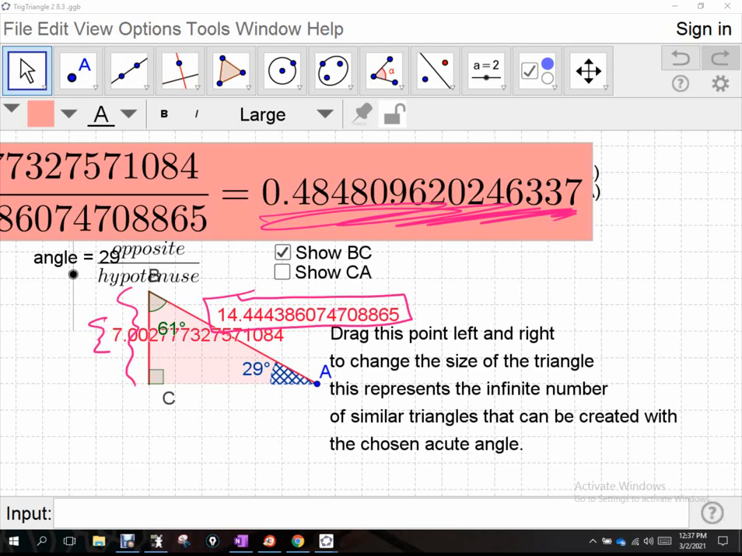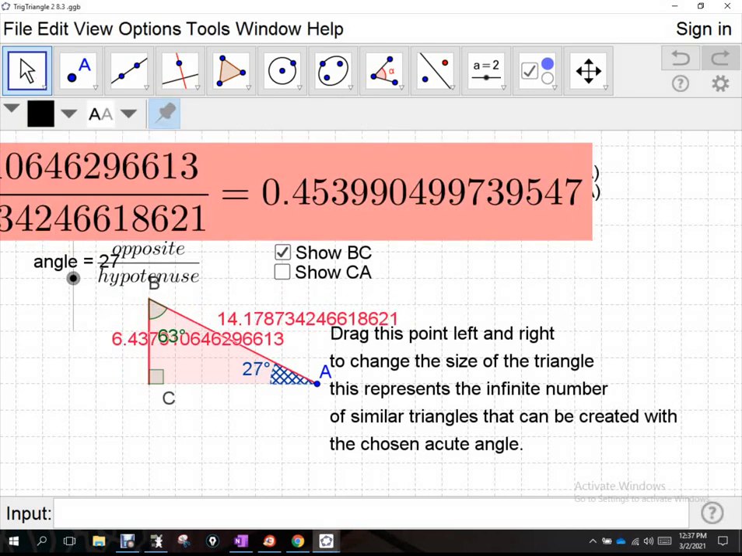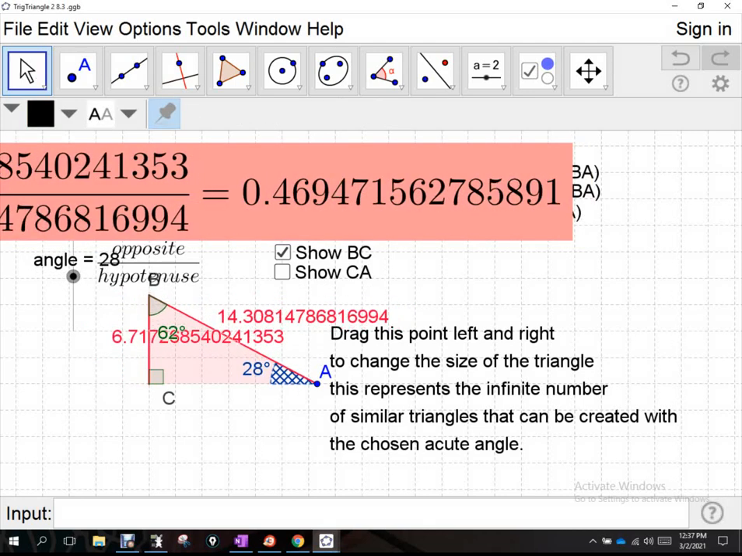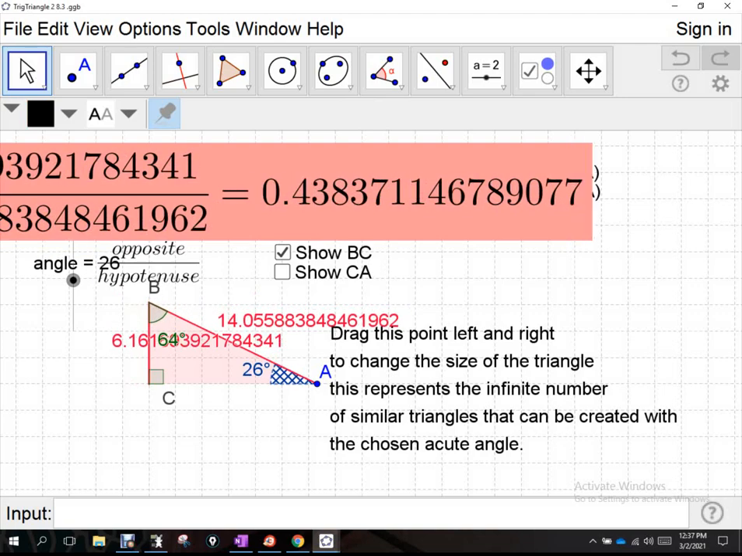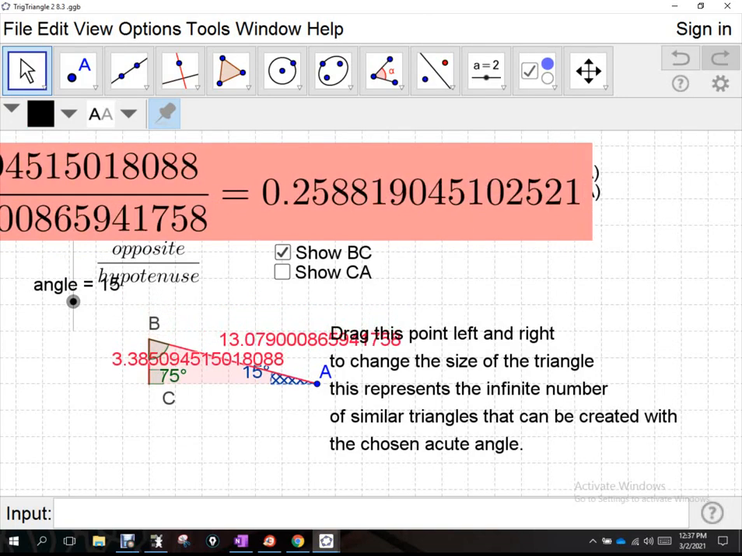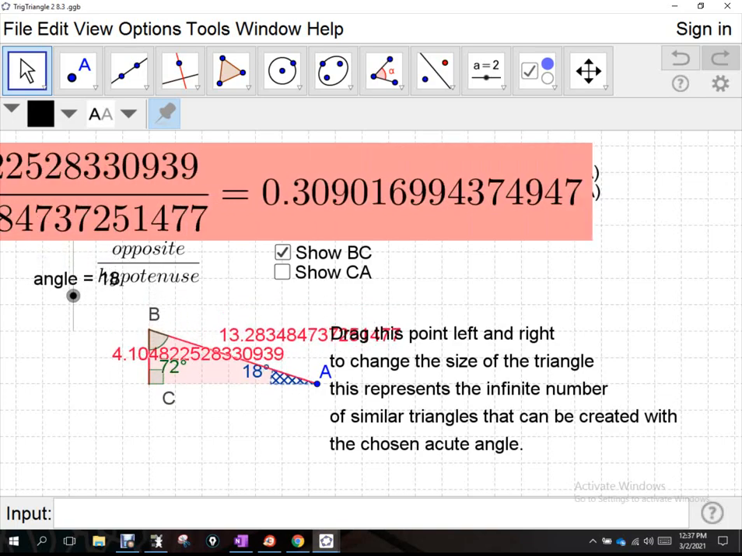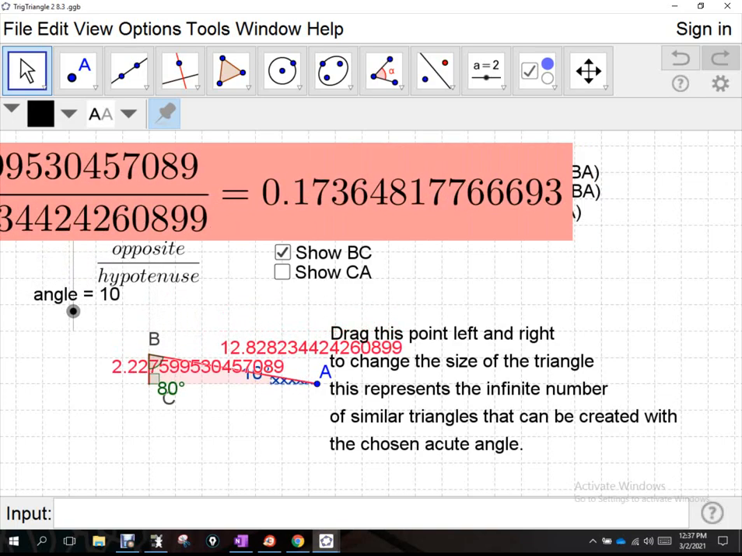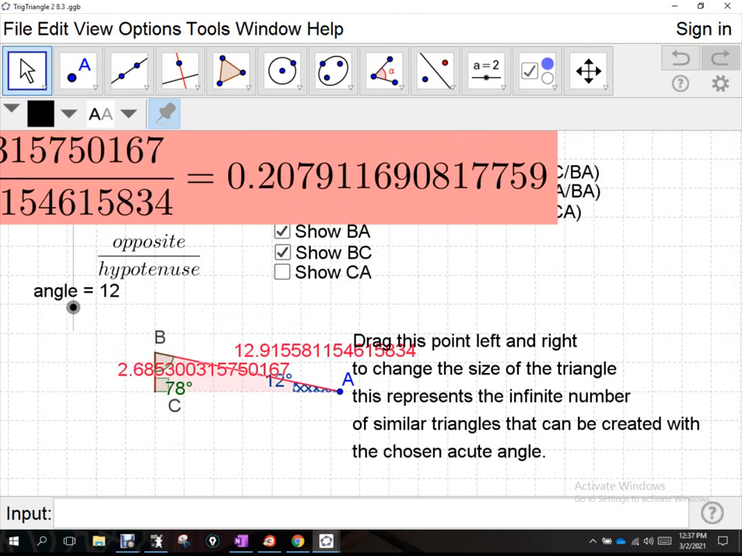But when I ask it to be 28, it's a different number. Ask it to be 26, different number, right? So you can see that it would be very hard for us to memorize all those scale factors, correct? So our calculator is programmed to know what those are. Does that make sense to everybody?